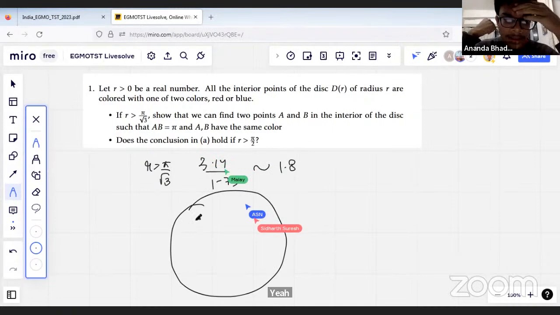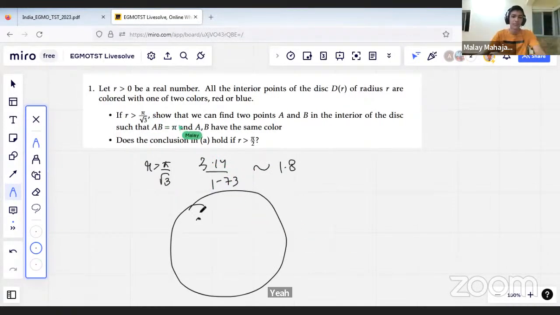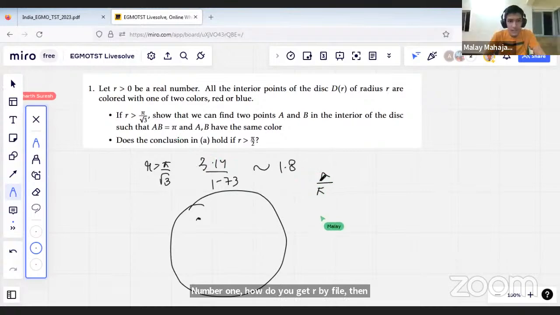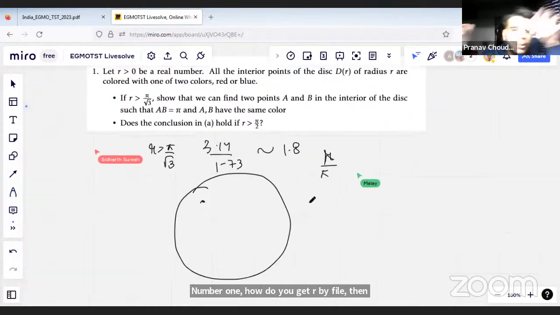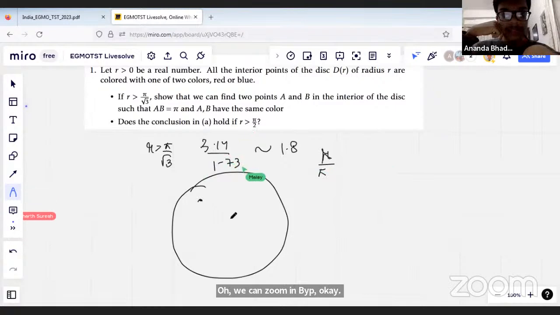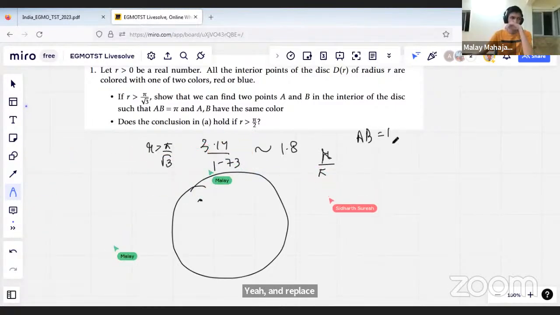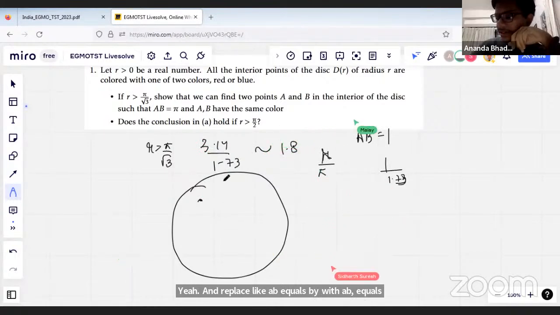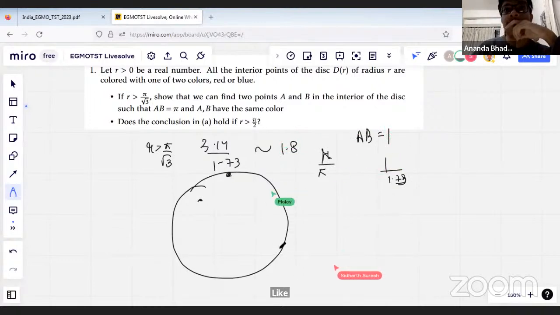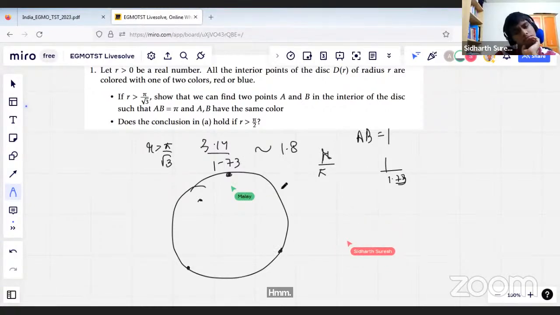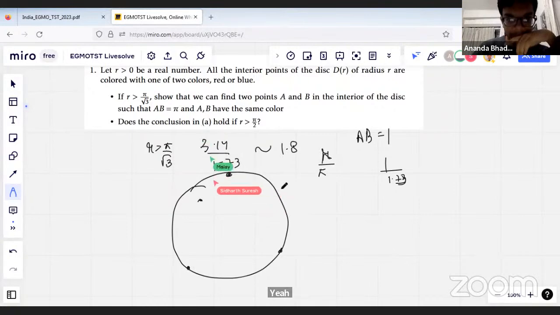You can divide by pi. Yeah, dividing by pi. But how do you get R by pi then? That's not pi. Oh, we can zoom in by pi. Okay, I see. And replace AB equals pi with AB equals 1. What is 1 by 1.7? No, I'm just saying it's like an equilateral triangle. You can obviously get that, right? Just take the points 60, 120, 180. Yeah, that should work.